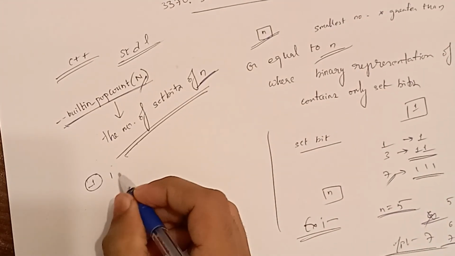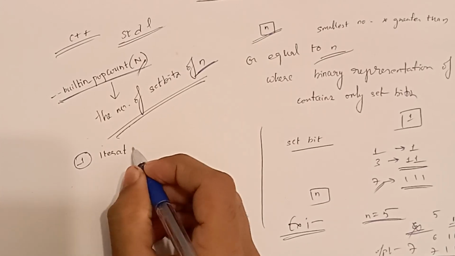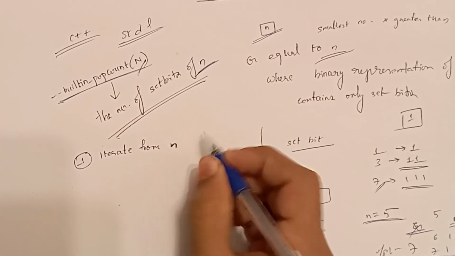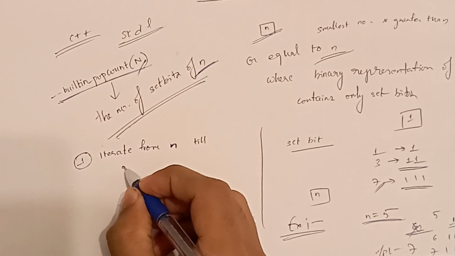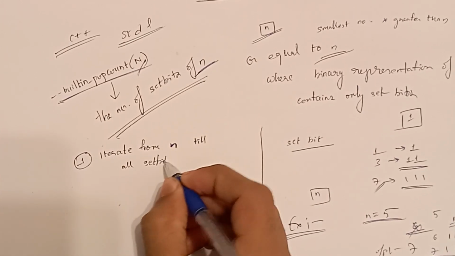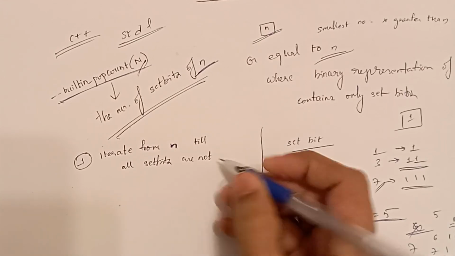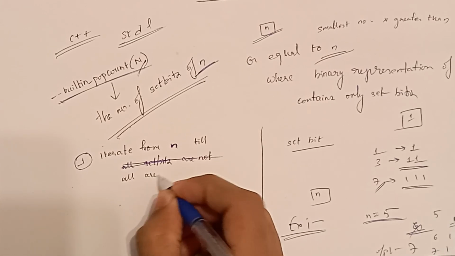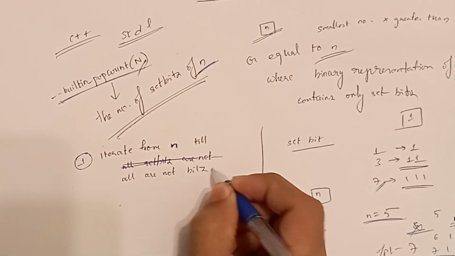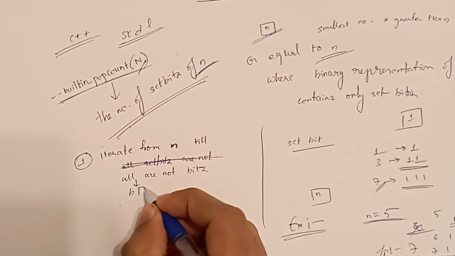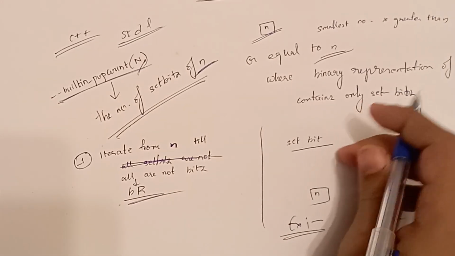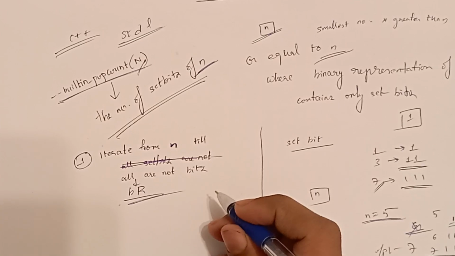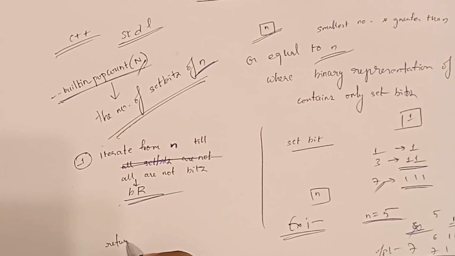So first thing, iterate from n till the binary representation is not all set bits. Now when we get all set bits in the binary representation of n, then we will return n.